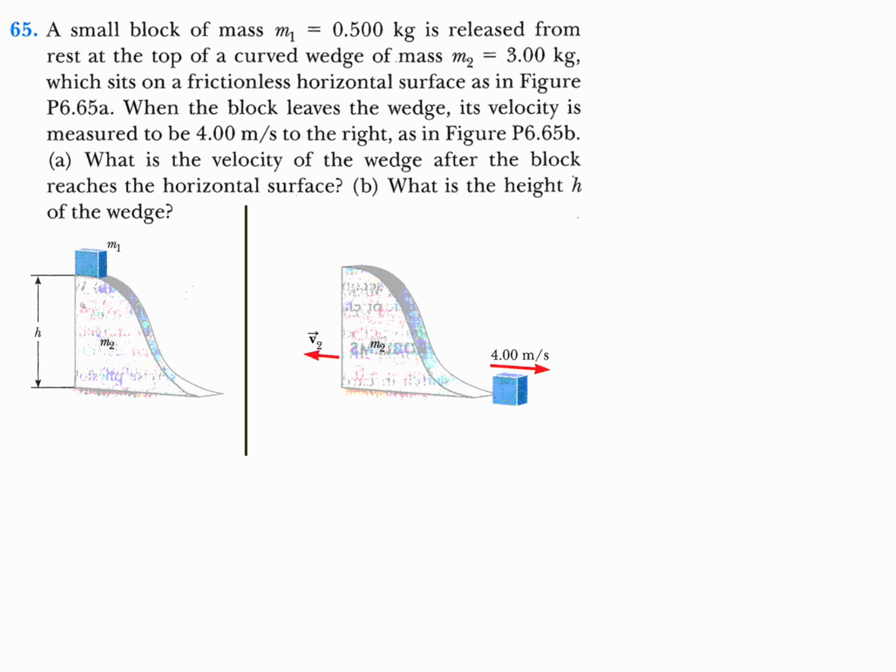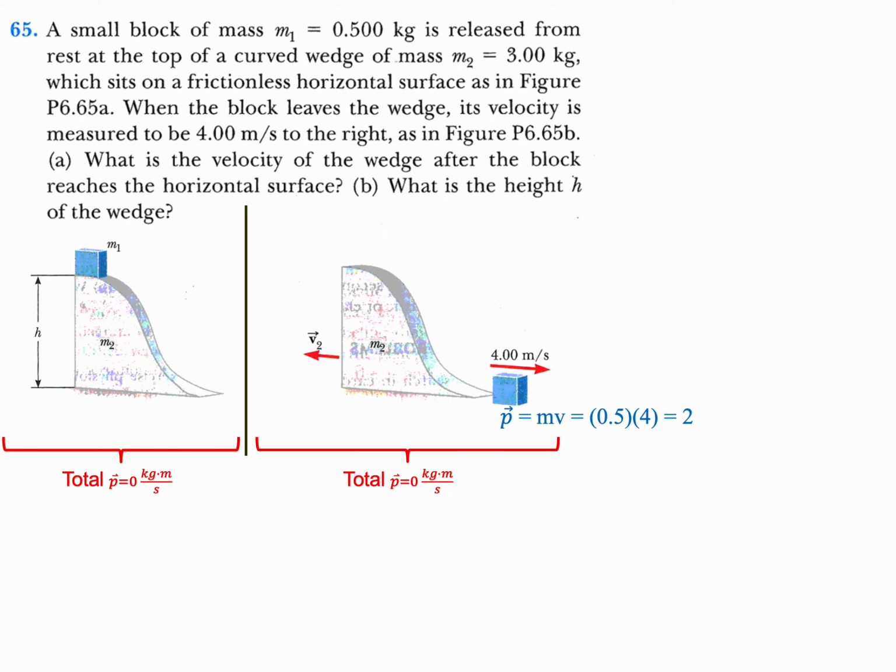Well, I drew a before and after picture here just so you can visualize it. The total momentum beforehand is 0 because everything's at rest. Because of that, we immediately know afterwards the total momentum still must be 0. But if you check, the momentum of the block is its mass times its velocity, 4, or 2, going this way. Again, forgive me, I've left off units here, but it should be kilogram meters per second going that way.